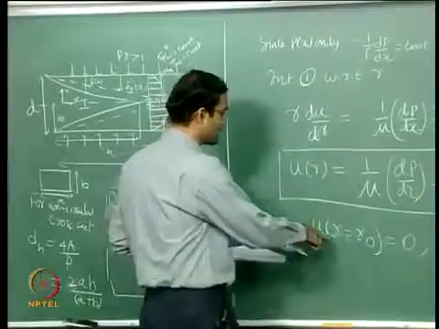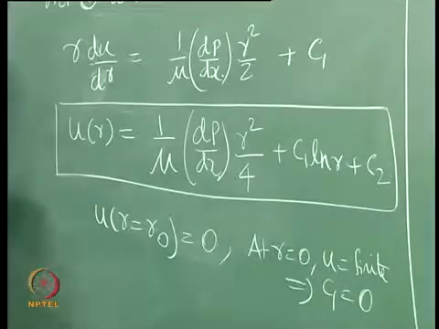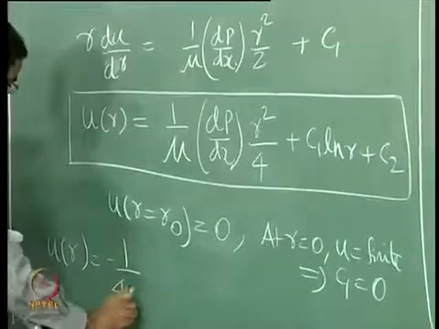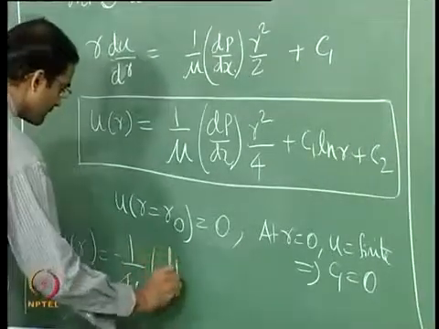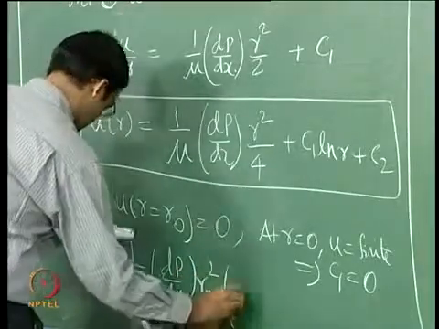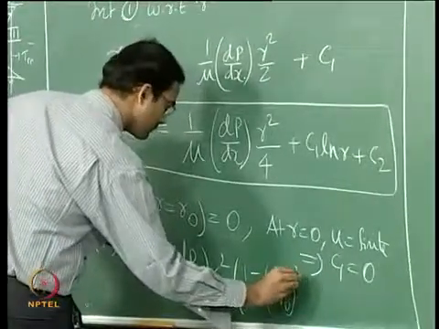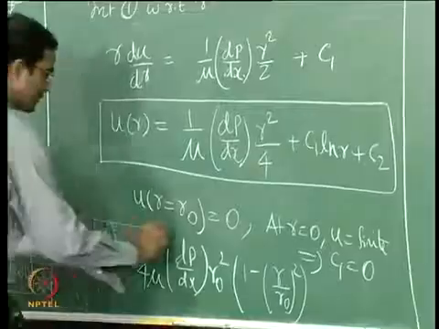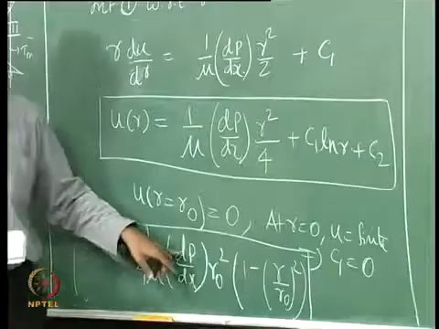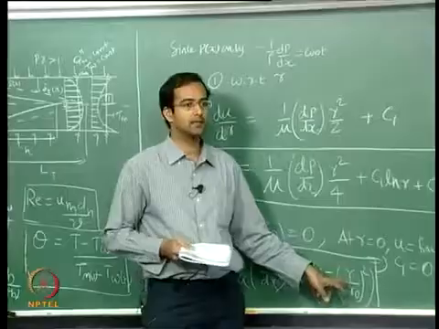So you can use u at r equal to r naught equal to 0 to calculate c2, and if you do that, your final velocity profile comes out as, okay. So this is your velocity profile, and you can directly see that for a given pressure gradient dP by dx, for a fixed pressure gradient, the variation with respect to r is parabolic.